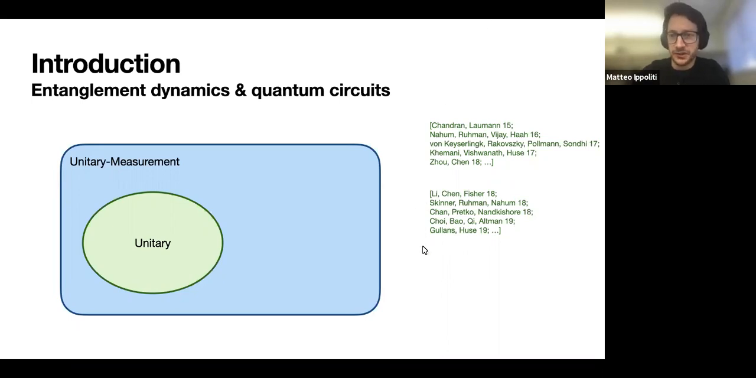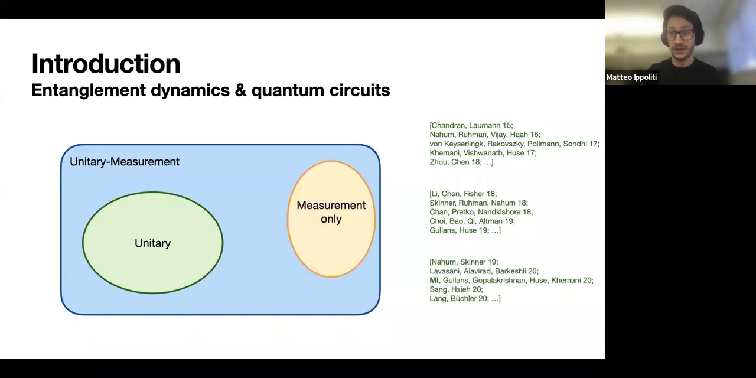Again, these are some of the original papers on this. And if you now view this unitary measurement space as having unitary circuits as a subset, then it also makes sense to focus on the opposite subset of measurement-only dynamics, where the only thing you're doing to the system is monitoring it in different ways. And also surprisingly, you get this interesting phase structure in the behavior of entanglement even there. There are some papers on this in the last year or so.